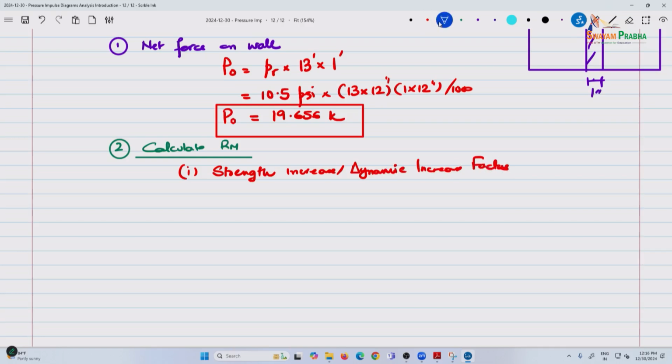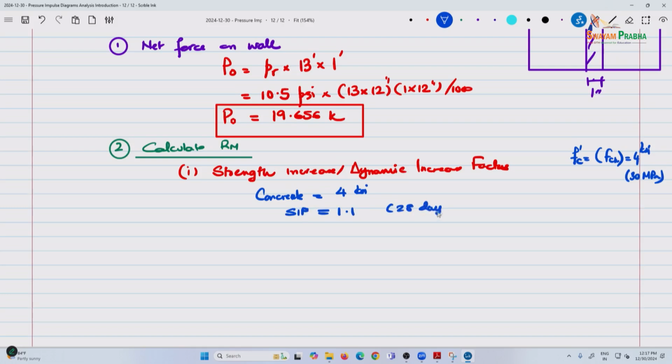So here for concrete, typically we use FC prime, which is nothing but FCK here, which is 4 KSI, which is probably a 30 MPa, equivalent to M30. So the increase factors you can use the same. The SIF for 4 KSI is 1.1 at 28 days.